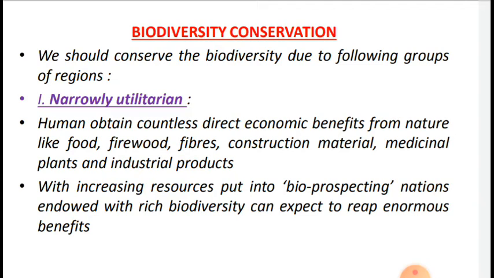Humans derive countless direct economic benefits from nature, its natural foods. As we know, we consume so many cereals, pulses, fruits as food. Firewood is also a requirement, and fibers. Then construction material and industrial products, so many types of industrial products useful to mankind, that is tannins, lubricants, dyes, resins, perfumes and some others. Medicinal importance is there also.